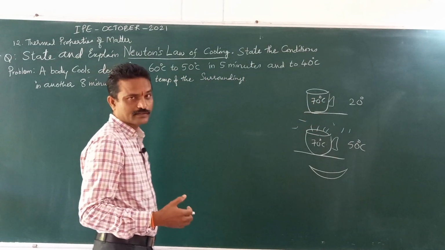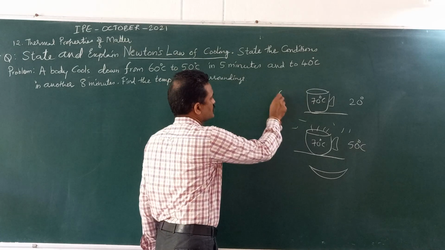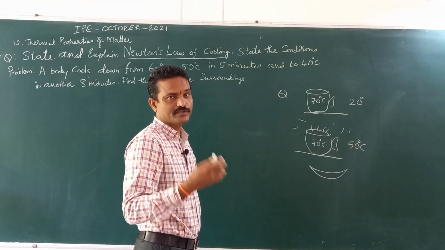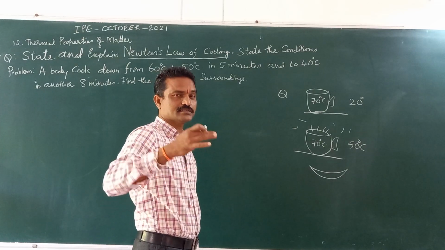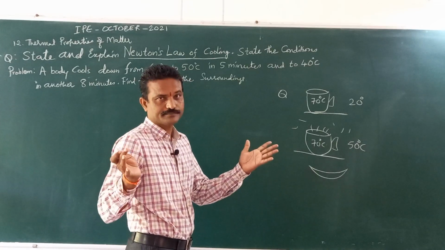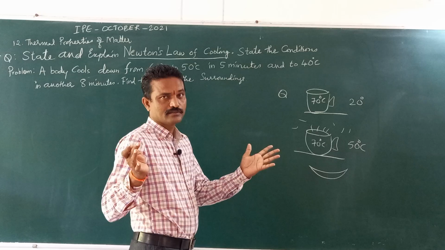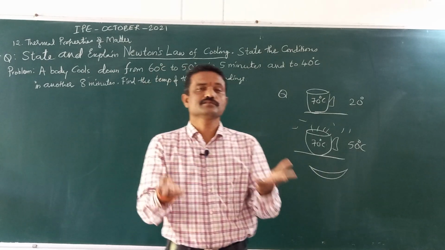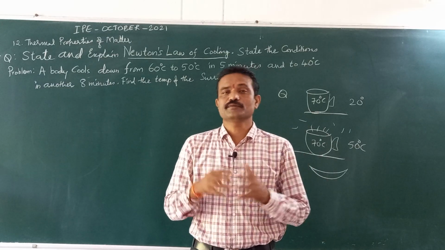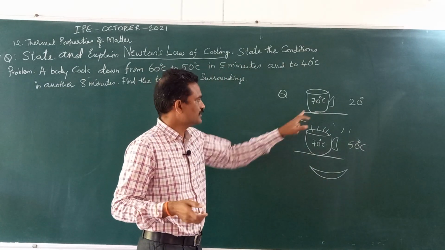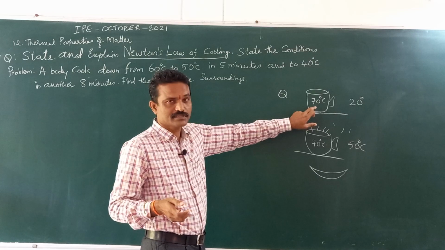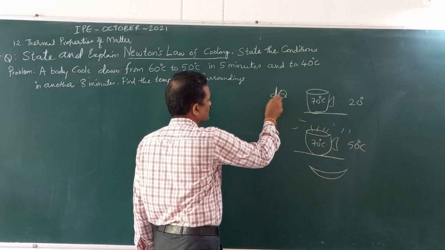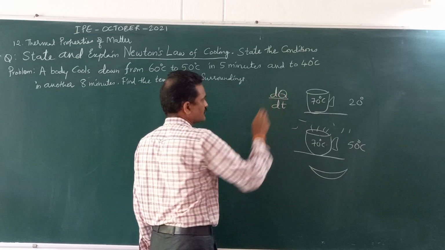The rate of cooling, so heat energy is indicated by Q. The rate of cooling is the rate with which heat energy is lost, given to the surroundings. Rate of cooling means how fast heat is given to the surroundings by the object or the body. Here our object, our system, is the cup of tea. The heat lost in a given time is called rate of cooling.